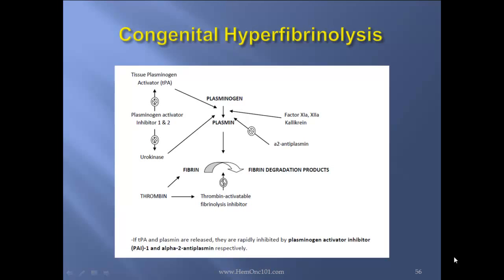Once a clot is formed, the tissue plasminogen activator activates plasminogen to plasmin, and then the plasmin breaks the fibrin to FDPs. Now, alpha-2 antiplasmin prevents conversion of plasminogen to plasmin, so that prevents clot degradation. And the plasminogen activator inhibitors 1 and 2 prevent the activation of TPA, so they also prevent clot breakdown. So anything that inhibits alpha-2 antiplasmin or plasminogen activator inhibitor will then drive clot breakdown.